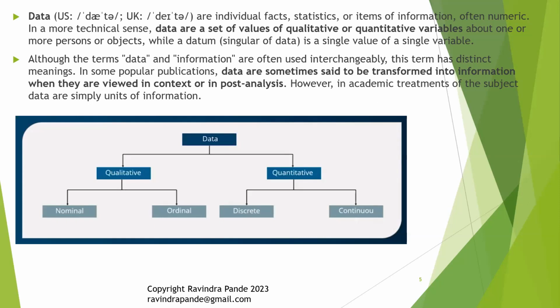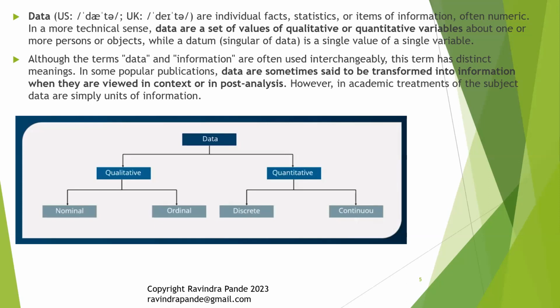So datum is a cell. Please remember that. There could be an interviewer who might ask you, what do you mean by datum? So datum is a singular of data, one cell content, a single form or singular data. Although the terms data and information are often used interchangeably, they have distinct meanings. So data and information are different. Let's try to understand how.